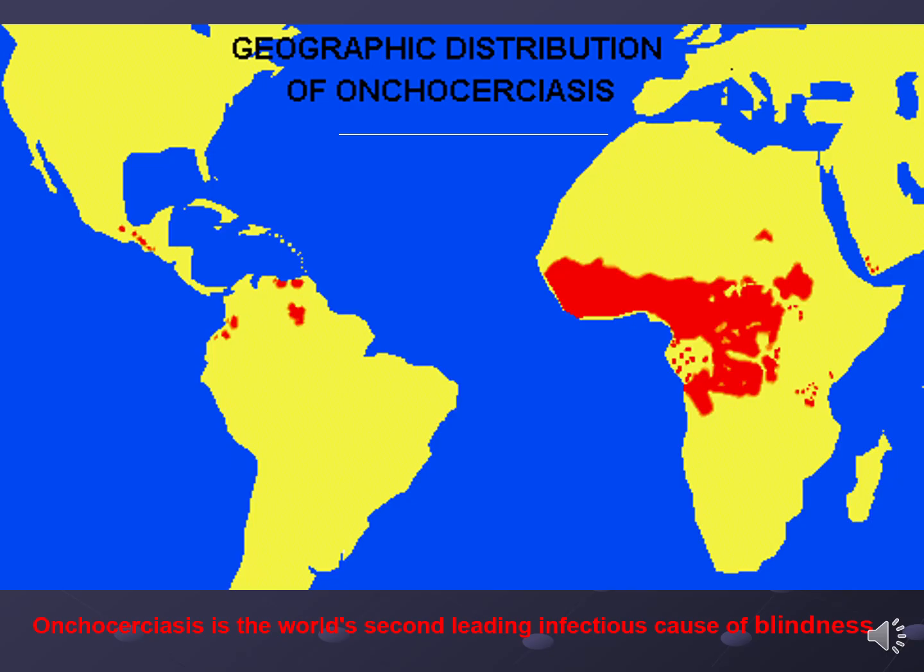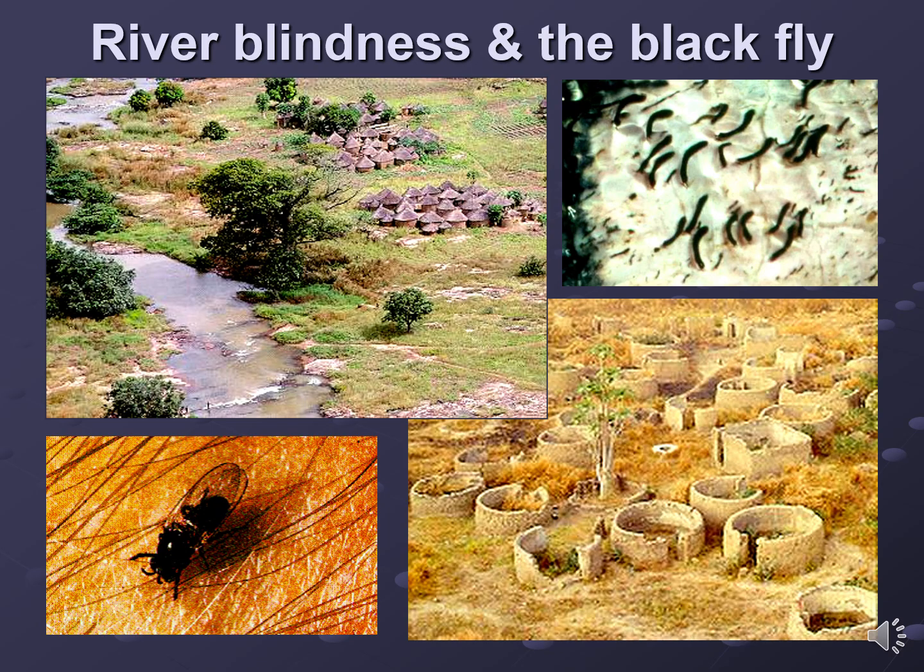Let's see some more about it. Onchocerciasis occurs in those areas in tropical Africa and tropical South and Central America. Okay, so it's only a tropical disease. And here in those pictures, you see that there is an African village nearby the river. And of course, the river gives life for everything, for using the water, for irrigating the land, for washing, for bathing, for everything.